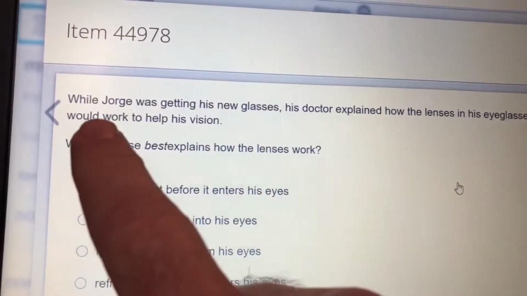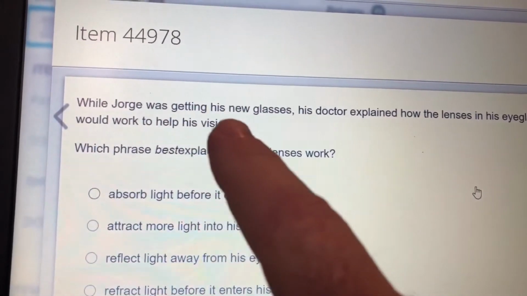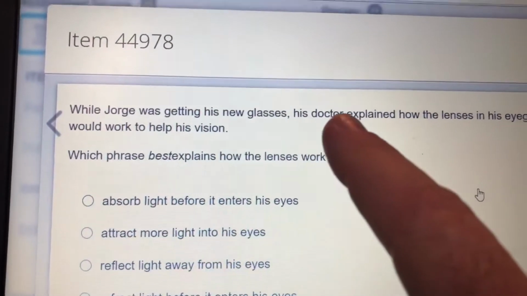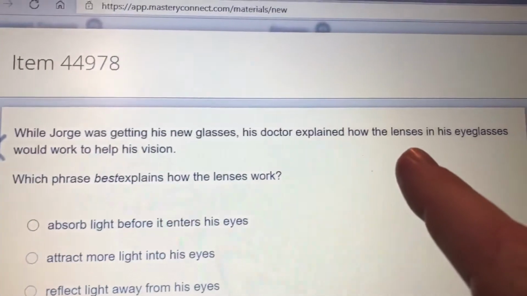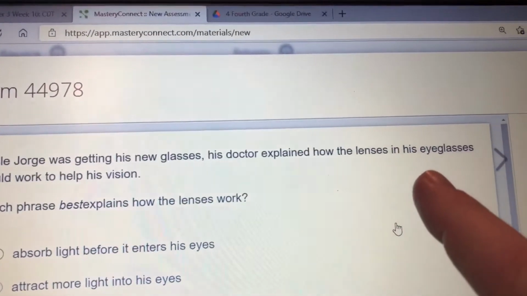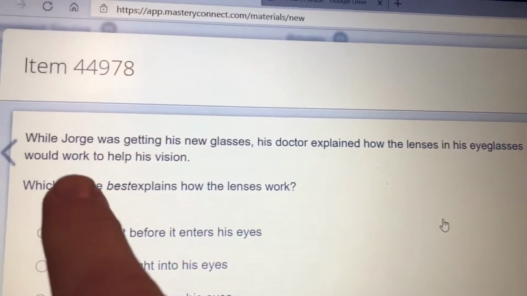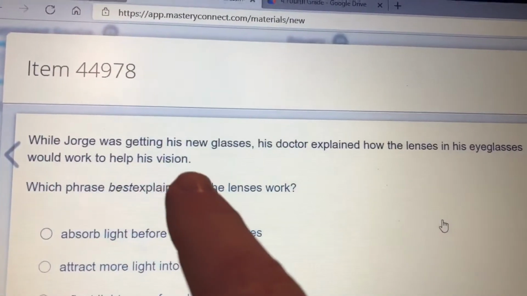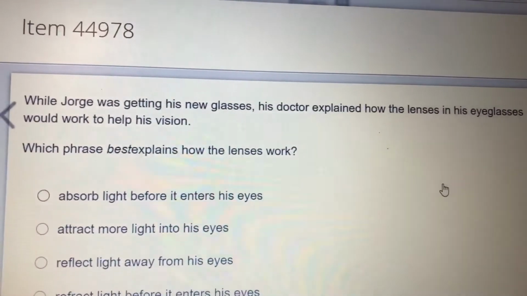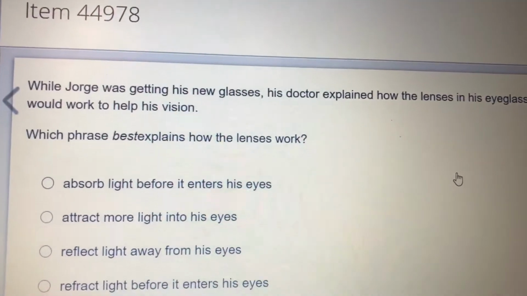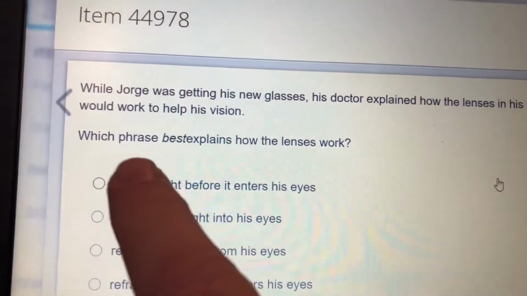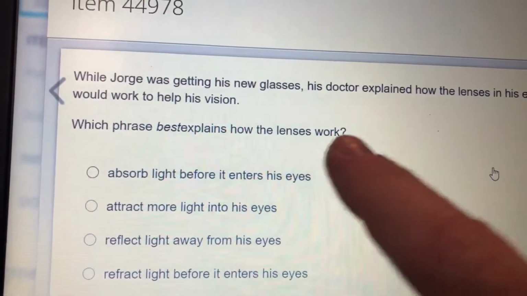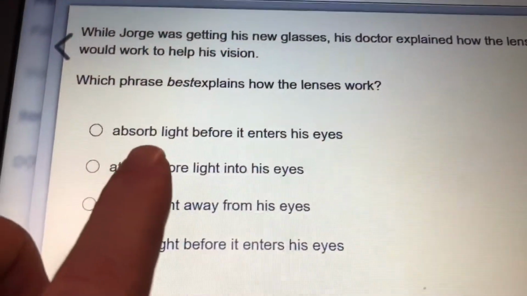All right, let's do it. Okay, so while Jorge was getting his new glasses, his doctor explained how the lenses in the eyeglasses would work to help his vision. Okay, so somebody is getting glasses and the doctor is explaining how the glasses are going to help. So which phrase best explains how the lenses would work? So how do eyeglasses work? Let's look at our choices. So let's see what these lenses will do.